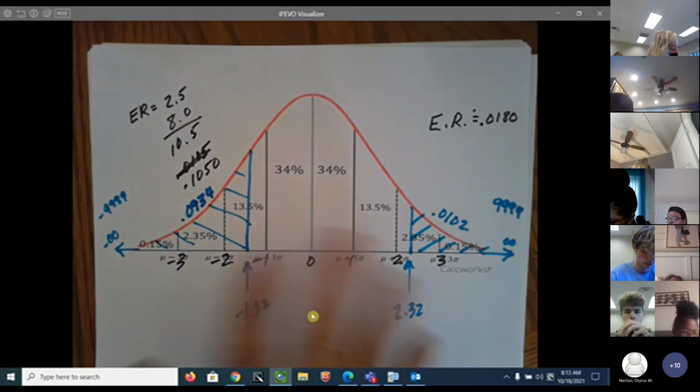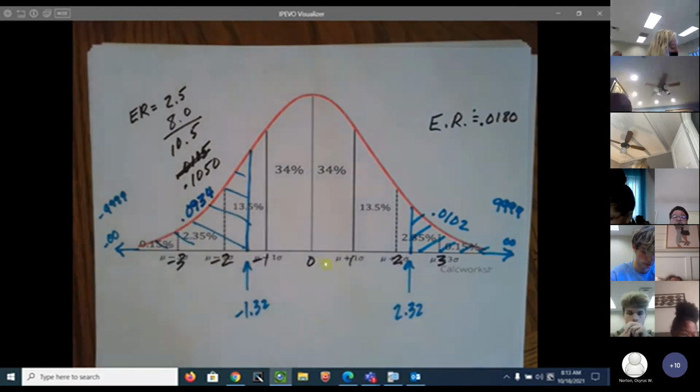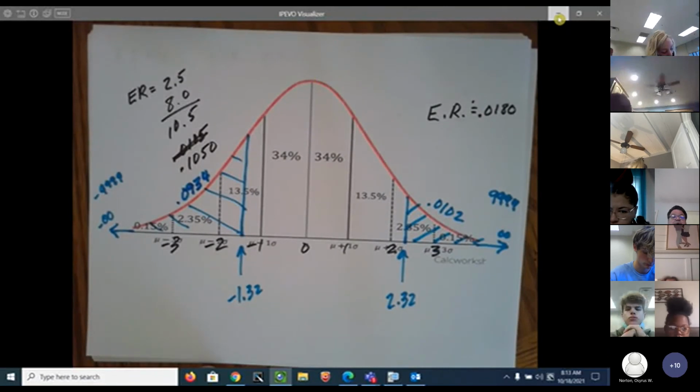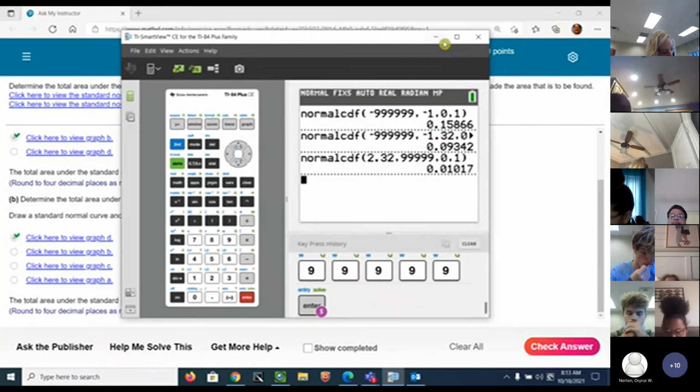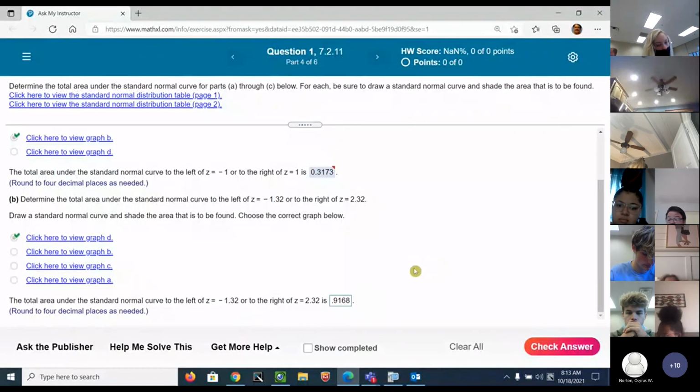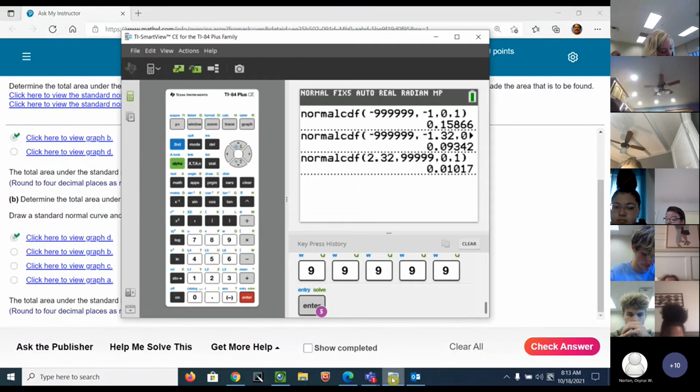It's a whole lot easier when you do the picture, though, for those people that are still stubborn and don't want to use it. All right, so 0.0934. For the total, we've got to add them together. I didn't know they wanted to add them together. So let's add 0.0934.